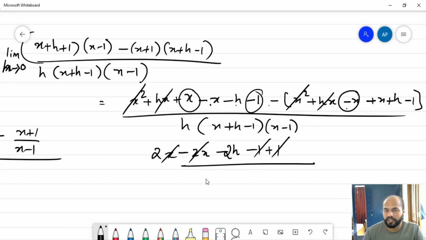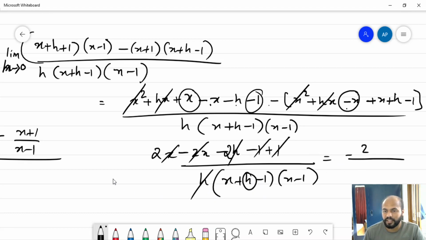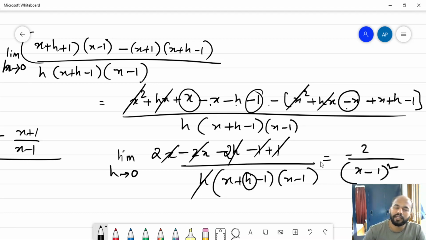So on top we get only this, and at the bottom we'll have (x plus h minus 1) into (x minus 1). So h and h go, and what we get is minus 2 by... because you know that limit h is tending to 0, put h as 0 and we'll get minus 2 by (x minus 1) the whole square. That is the answer to this question.